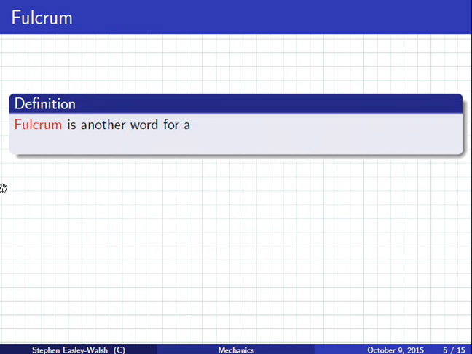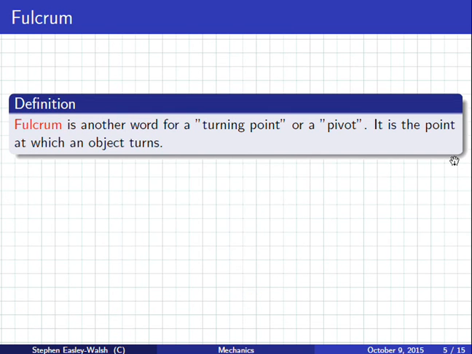So a bit more vocabulary. Fulcrum is another word for a turning point or a pivot. It is the point at which an object turns. So if you look here, look at my hand. If I stick this here and it starts to turn like this, you see this turning here? This point here is called the fulcrum, or it's also called the turning point or pivot. So it's the point where it turns. So for the door, it'll be the door hinge.